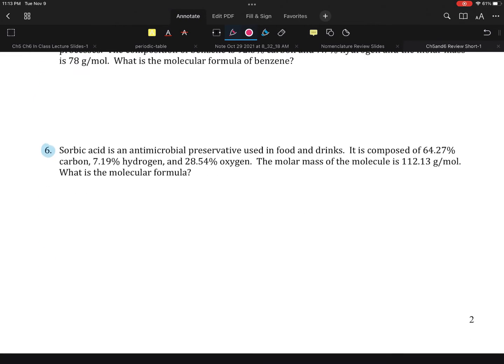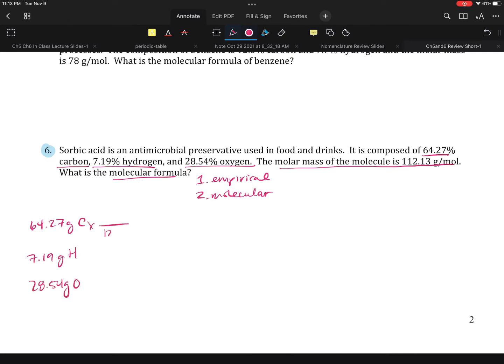Problem number 6, where we are given some percent compositions, and we are tasked with finding the molecular formula for sorbic acid, right? Well, actually what it means is step 1, solve for an empirical formula. Molecular always means find the empirical, and then we figure out what n is, right? Using the terminology from the book, what is the whole number multiple bigger? And then we can scale, right? So first, let's find that empirical.